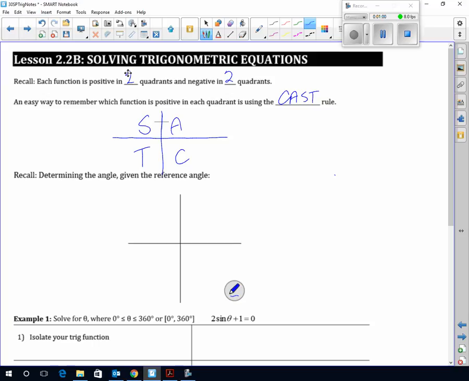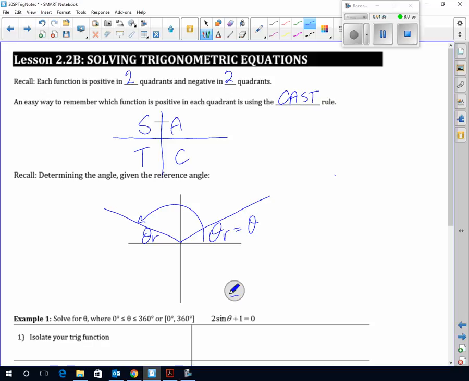Okay, let's recall. This is everything put together. Determine the angle given the reference angle. If my reference angle is here, theta r, how would I determine what theta is? It's just whatever it is, they equal each other. What about over here, if I have the reference angle? It's 180 minus that. 180 degrees minus the reference angle is your theta.